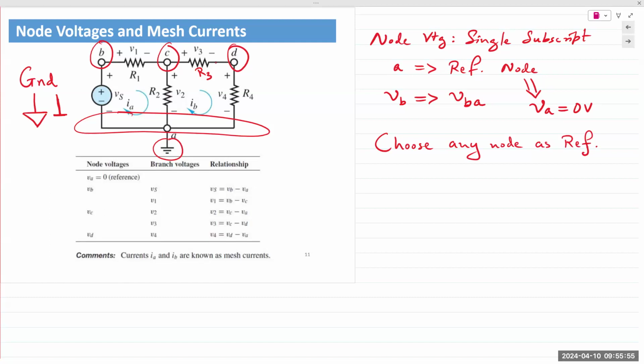Okay. So again, this is very critical to understand. You can choose any node as your reference measurement. It doesn't matter whether it's the positive end of the power supply or one of the ends of a current source. Once you choose that node as a reference, that node has a value of 0 volts for the entire analysis.